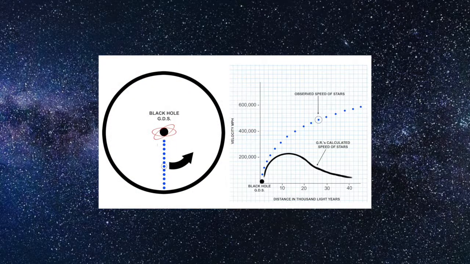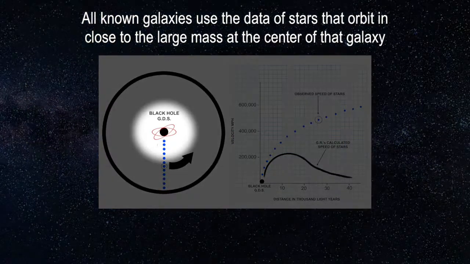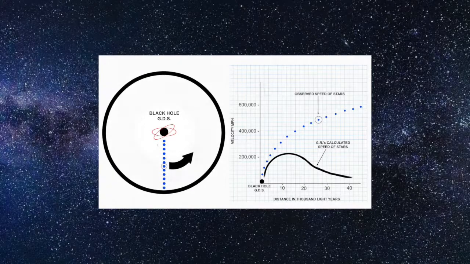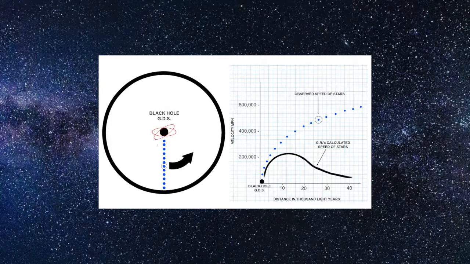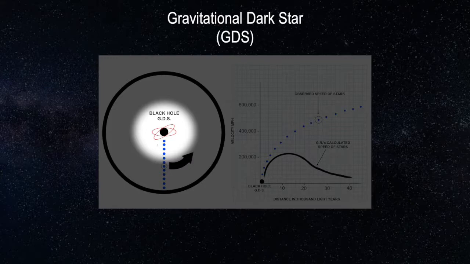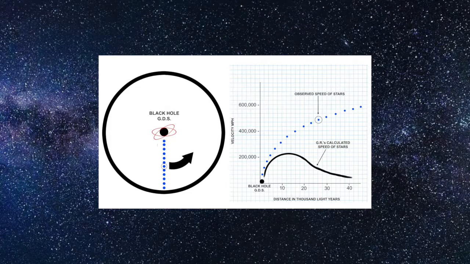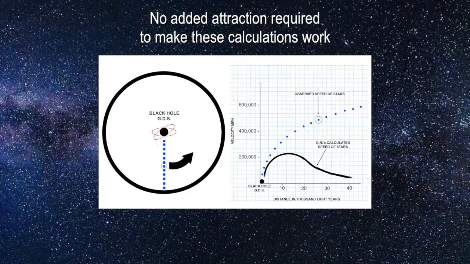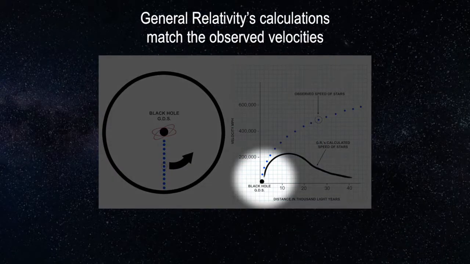The current observations of all known galaxies use the data of stars that orbit close to the large mass at the center of that galaxy to accurately determine the mass of that object. That object is currently referred to as a supermassive black hole. Gary considers this supermassive object to be a gravitational dark star, GDS. These calculations do seem to be quite accurate. There is no added attraction required to make these calculations work. If you look at the graph close to the center mass, general relativity's calculations match the observed velocities.